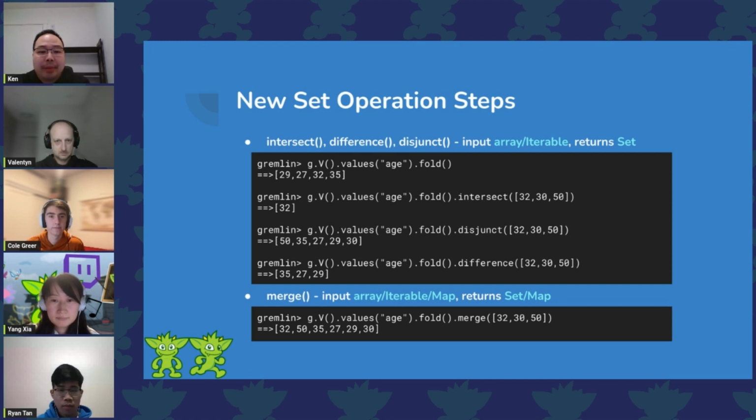Here we'll be talking about the set operations: merge, intersect, difference, and disjunct. If you think about these as the mathematical set operations, you can consider the traverser as A and the argument as B. This is going to be particularly important for the difference step because the order there matters. So the traverser is A and the argument is going to be B. Take a look at that example near the bottom there.